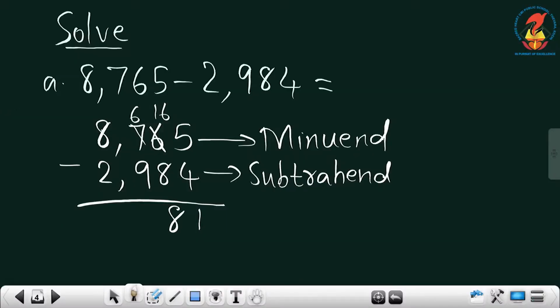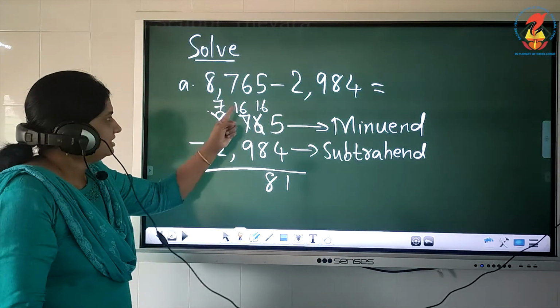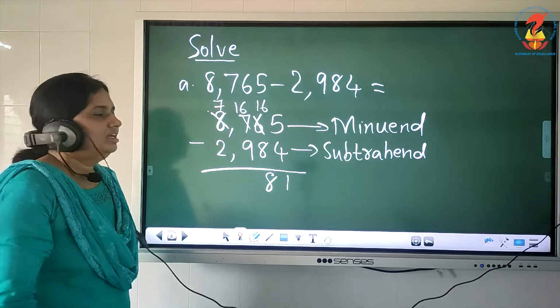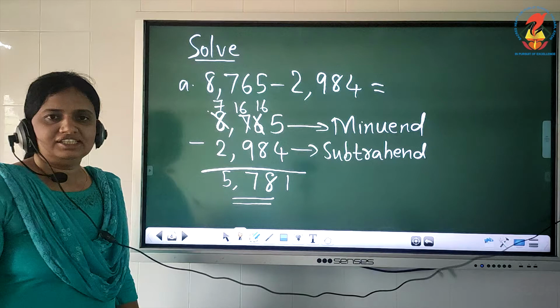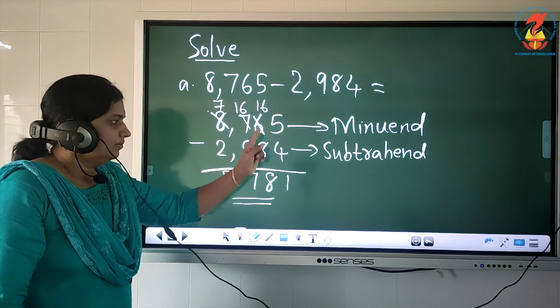And again, 6 minus 9. Is it possible? No, because subtraction is always from the bigger number. So I need to borrow 1 from the next digit, which is 8. Then it will become 7 and the 6 will become 16. Is it clear? And 16 minus 9 is 7. And 5 minus 4, that we know, is 1.